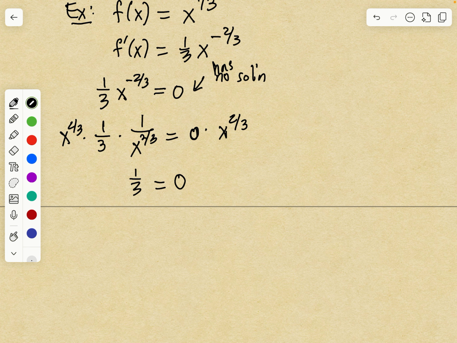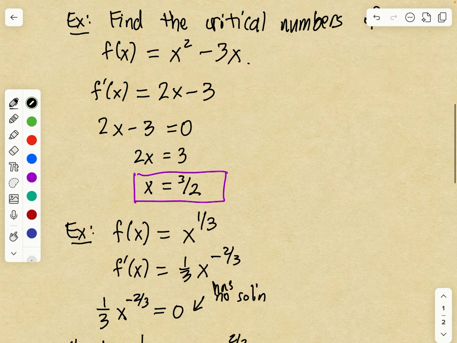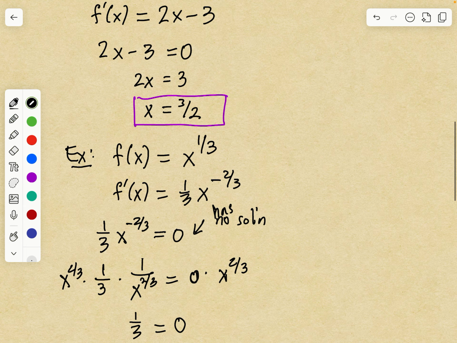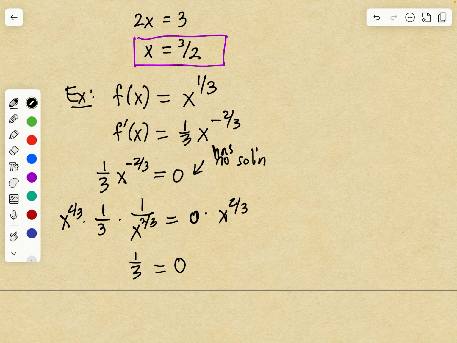So what's the other possibility? For a critical point, we want a point where f prime is 0 or what? What's the other possibility? F prime does not exist. So let's see, are there any values of x where f prime does not exist?